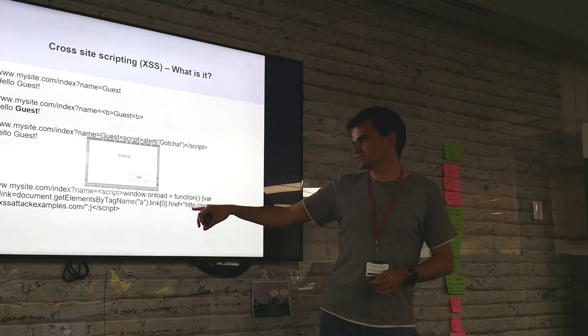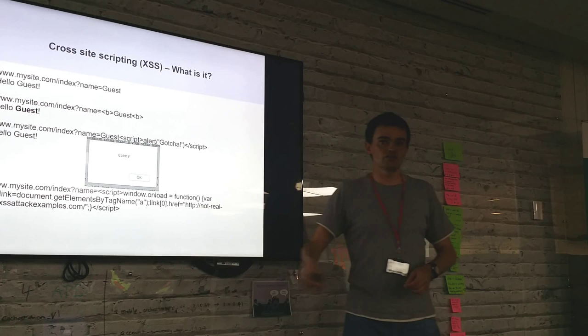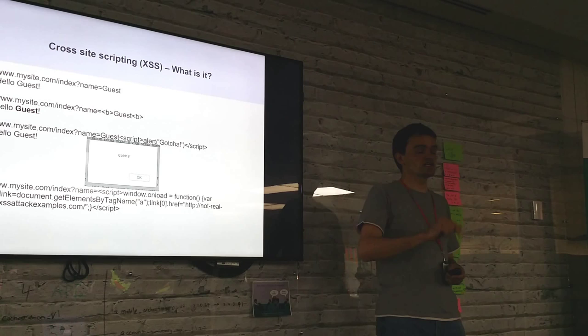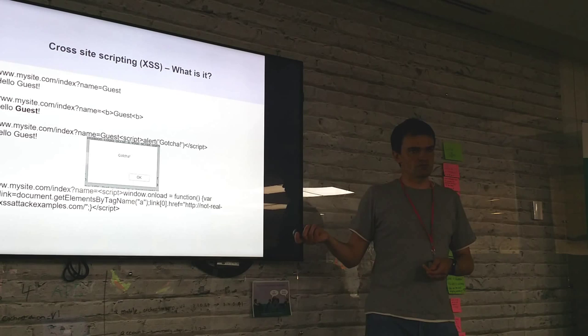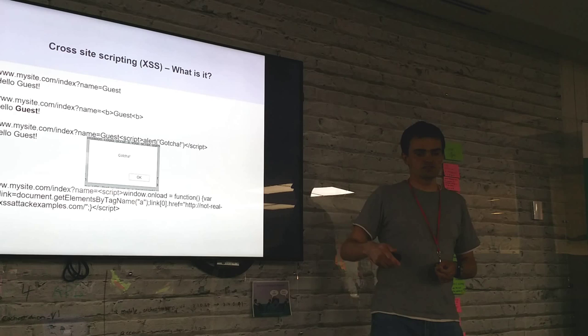What this does is change all of the links on your page to a nasty site. So if the user clicks on any link on your site, it will go to their nasty site. That's called a cross-site scripting attack. The vulnerability allows an attacker to run their script on your site, or anything else they want.